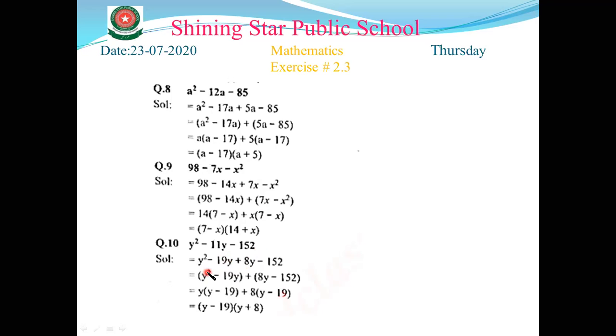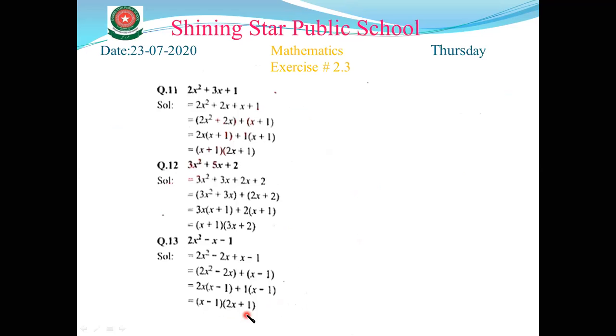From first two terms, we take the common y. So y multiply y minus 19 plus, from these two terms, we take the common 8. So it becomes y minus 19. Now y minus 19 is same in both the terms. So when we take the y minus 19 common, from first term we get y, from the second term we get 8. So y minus 19 multiply y plus 8 is your required answer of the question number 10.